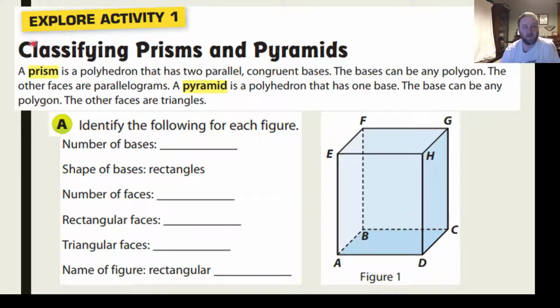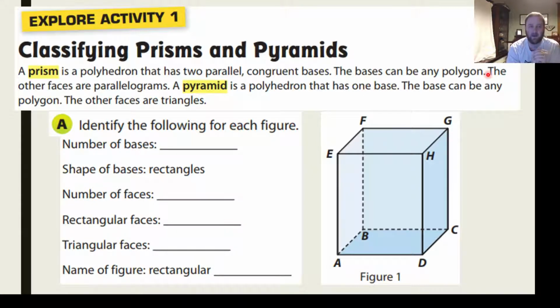A pyramid is a polyhedron that has 2 parallel congruent bases. Sorry, did I say pyramid? I meant prism. A prism is a polyhedron that has 2 parallel congruent bases. This would also be a good definition to write down. These bases can be any polygon. So they could be a triangle, they could be a square, they could be a pentagon, a heptagon.